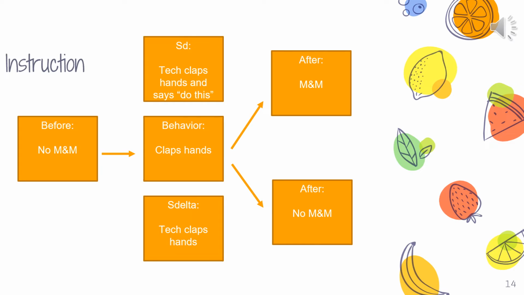Here we see the contingency for the procedure of imitation. Only in the presence of the conditional stimuli, the tech clapping their hands and saying "do this," will the child's behavior of clapping their hands result in the delivery of an M&M. In the presence of the S delta condition, the technician only clapping their hands, the child will not receive reinforcement. Both parts of the SD need to be present.